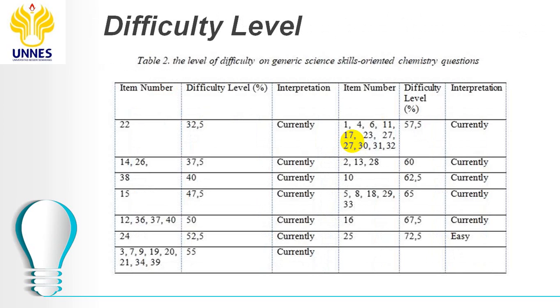Difficulty level. The level of difficulty is useful for knowing how difficult a question is. Easy questions do not stimulate the test taker in solving a problem, while difficult questions make the test takers despair in solving the problem because the questions are too far from the ability of the test takers. The result of the ANATES analysis of the difficulty of the chemistry questions oriented to generic science skill is in table 2.